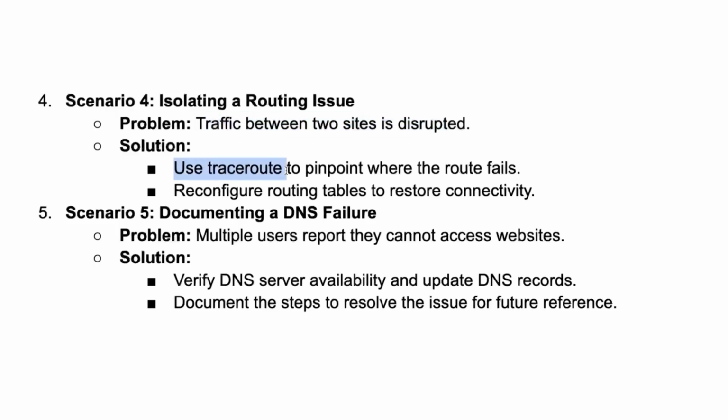So the first step is to use traceroute to pinpoint where the route is failing. So at what point between these two sites is the packet being dropped?